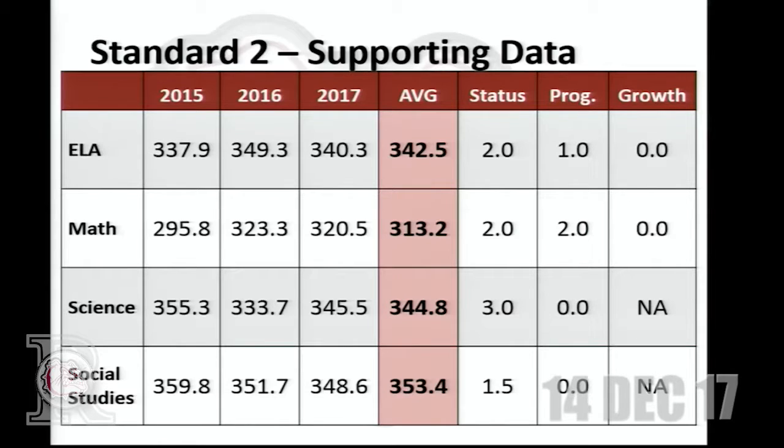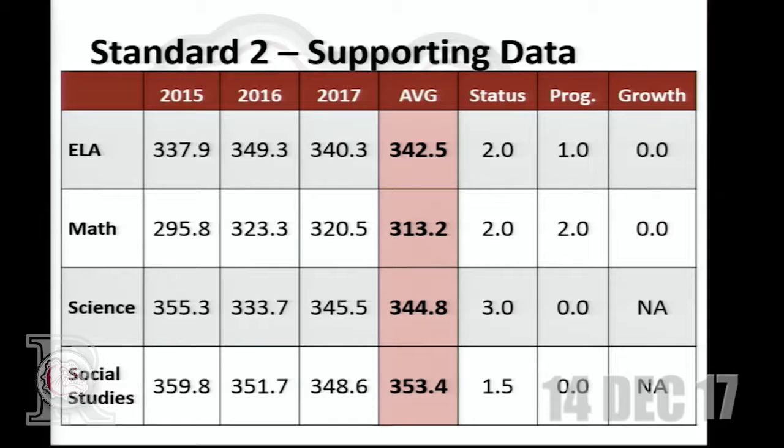The English 2 EOC scores are removed. That puts us in the approaching category. Math, we have improved from 2015 significantly, but we are still at 320.5 for a 3-year average of 313.2. That puts us in the approaching category. Science, 2017, 345.5 for a 3-year average of 344.8. It puts us in the on-track category. And social studies, a 3-year average of 353.4 puts us in the on-track category.